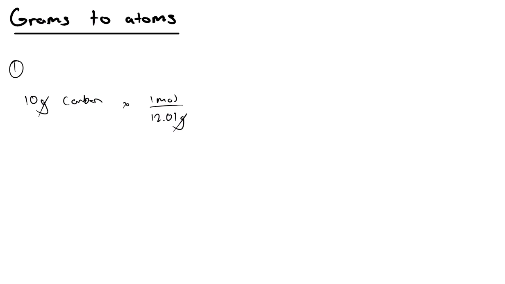And now that we have moles, we can multiply by Avogadro's number. So we take the moles and we multiply it by 6.022 times 10 to the 23. And we're left with 5.02 times 10 to the 23 atoms. Now remember, we can only multiply by Avogadro's number if we have moles. So that's why we had to use the molar mass.